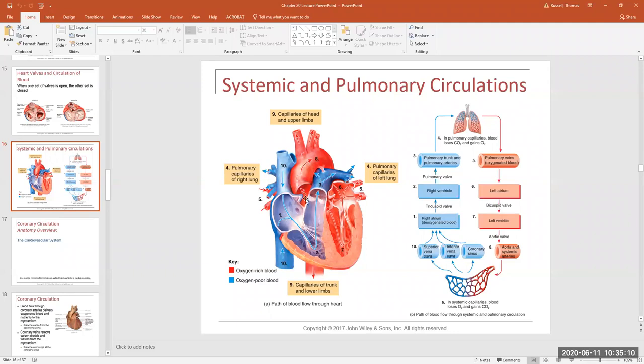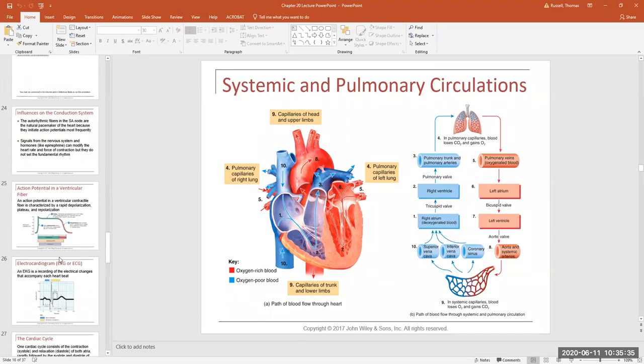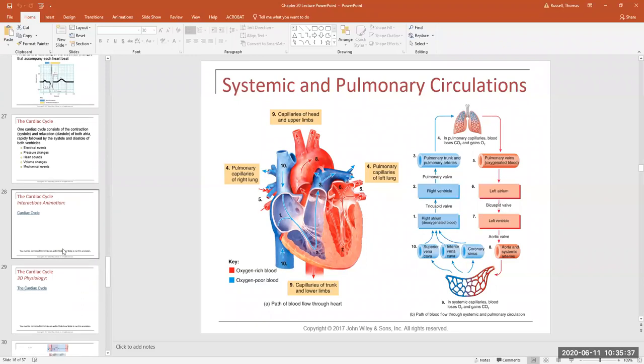So while the atria are contracting, the ventricles are relaxed and trying to fill with blood. While the ventricles are contracting, the atria are relaxed and they're trying to fill with blood. So we have an alternation between contraction and relaxation for the atria and the ventricles.